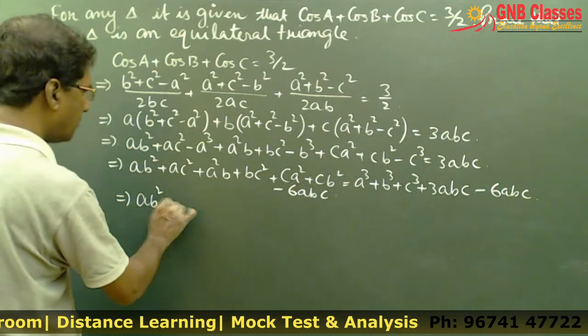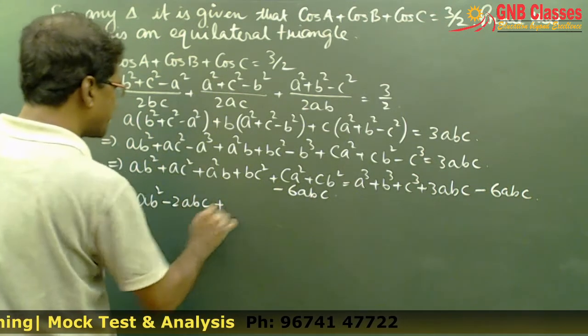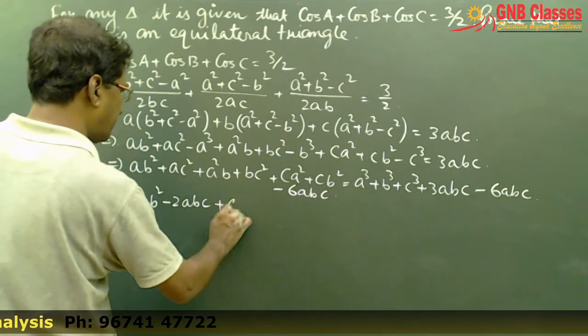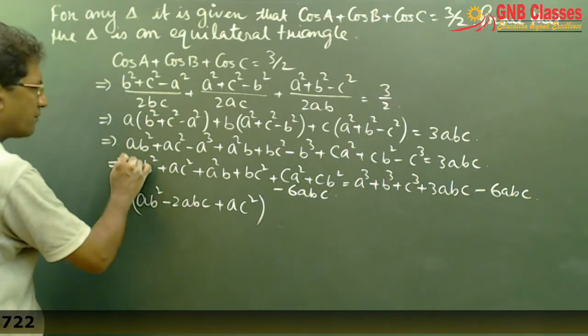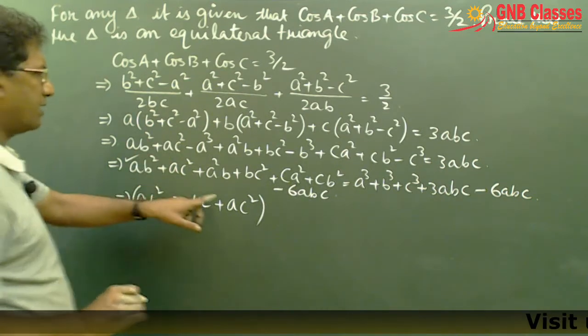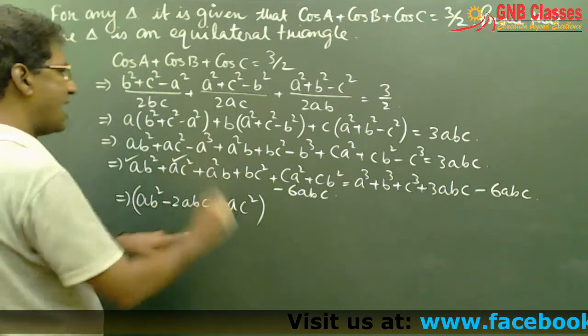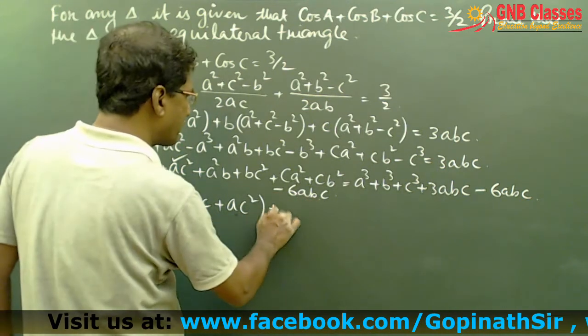AB square minus 2ABC plus AC square. I'm taking it in one bracket. I'm taking this one, AB square, AC square, as well as minus 2ABC from here. Okay.